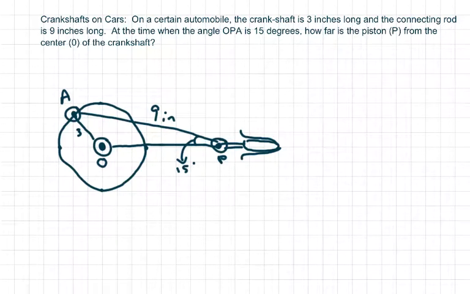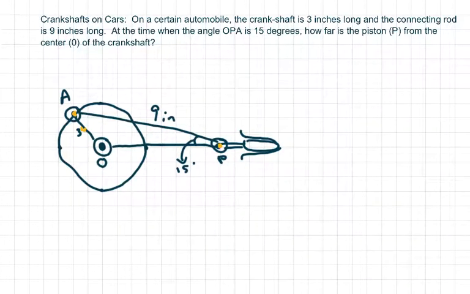Hi everyone, we're going to do a crankshaft application problem involving the law of sines. On a certain automobile, the crankshaft is 3 inches long. This is the crankshaft here, so that's 3 inches right there. And the connecting rod is 9 inches, from A to the piston here.